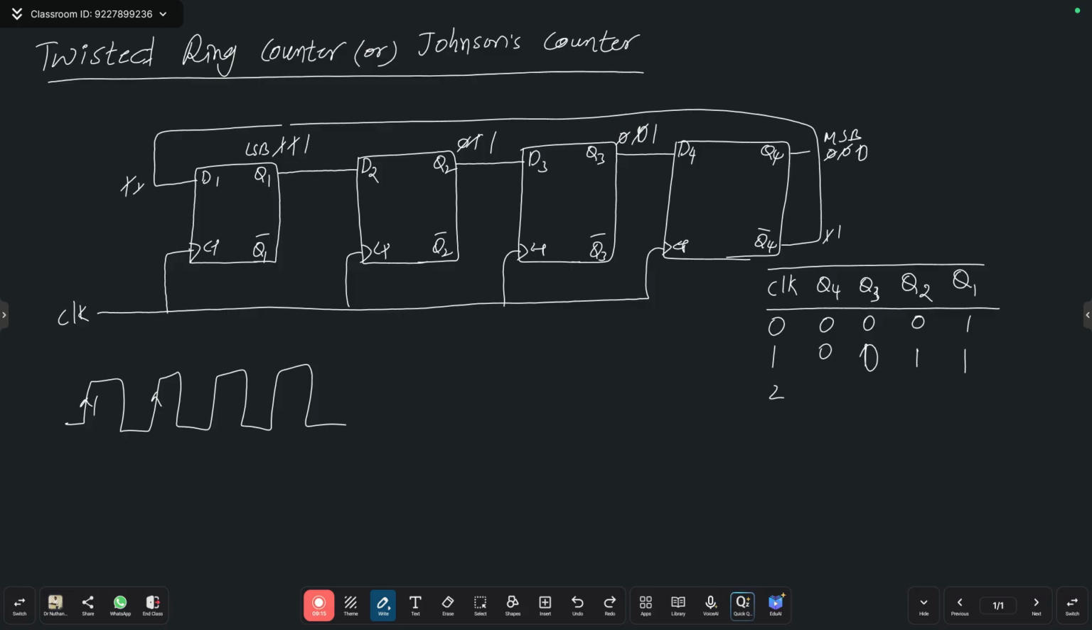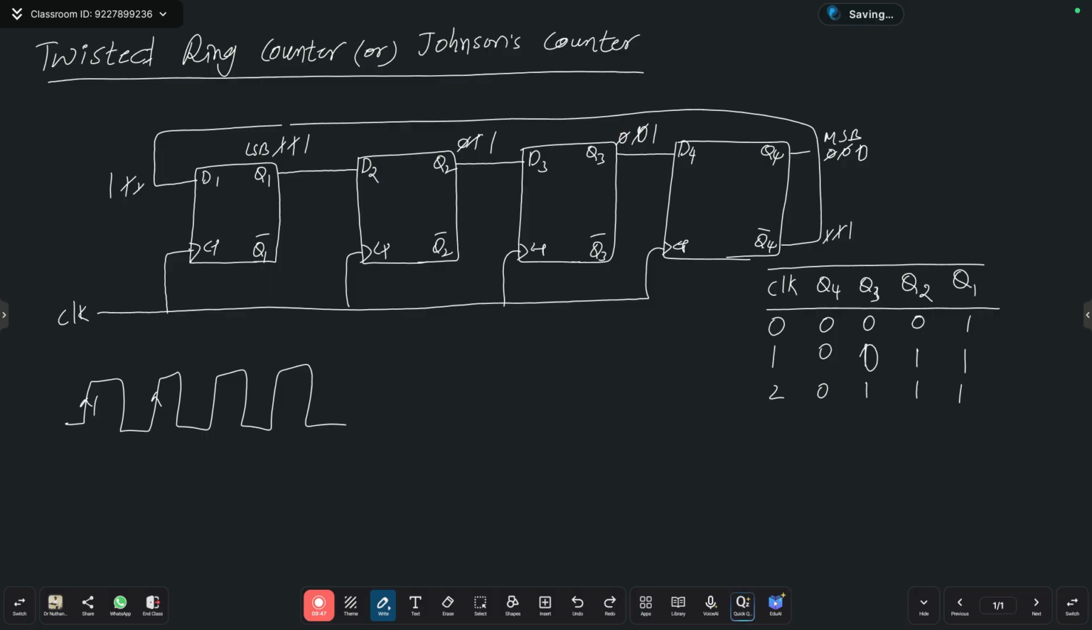Right. When it is 0, this is a complement. Correct? Now tell what is going to happen here. 0, 1, 0, sorry, 0, 1, 1, 1. Correct? Your output is correct? Then before giving a clock, this 1 comes to here, ready to give the input to the first flip-flop.